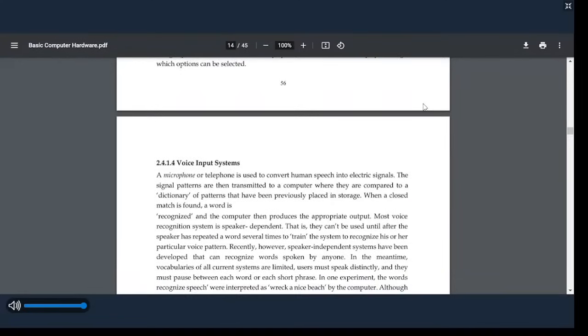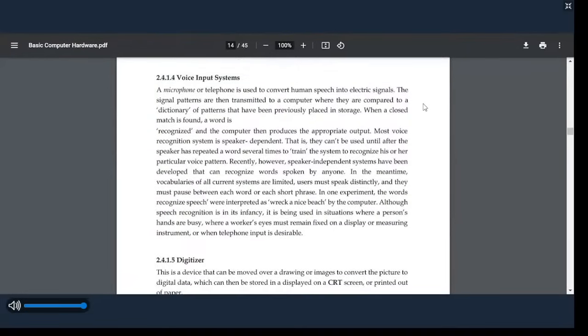Then we have natural language processing, where you use the voice. For example, what I'm doing right now, I'm inputting my voice through microphone technology. What we are doing right now, you are using voice input. So a microphone or a telephone is used to convert human speech into electrical signals. The signal patterns are then transmitted to a computer where they are compared to a dictionary of patterns that have been previously placed in storage. When a close match is found, a word is recognized and the computer then produces the appropriate output. So most voice recognition systems are speaker dependent.